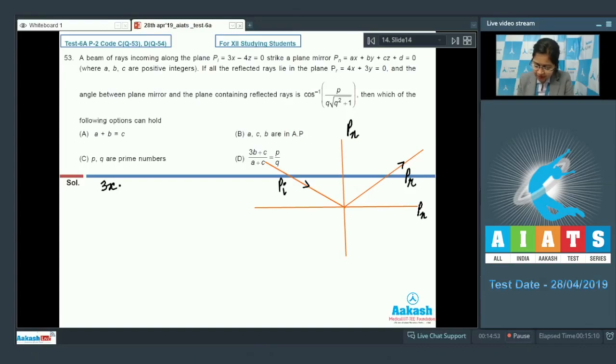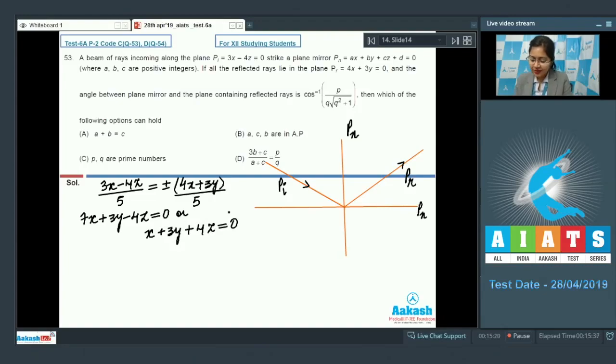That will be equal to (3x minus 4z) upon 5 equal to plus minus (4x plus 3y) upon 5. So the two planes that are possible are 7x plus 3y minus 4z equal to 0 or x plus 3y plus 4z equal to 0. Now, it has been given that the plane mirror, this one, has the coefficients of x, y, z, that is a, b, c, as positive integers. So, the plane is definitely not this one and the plane is this one.